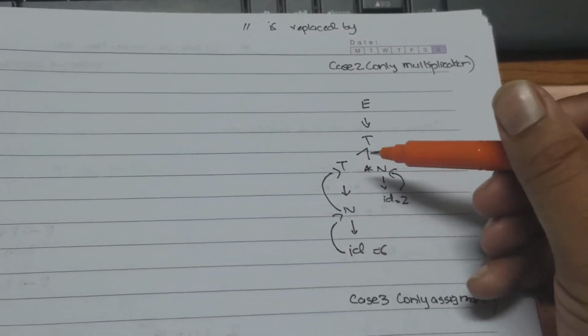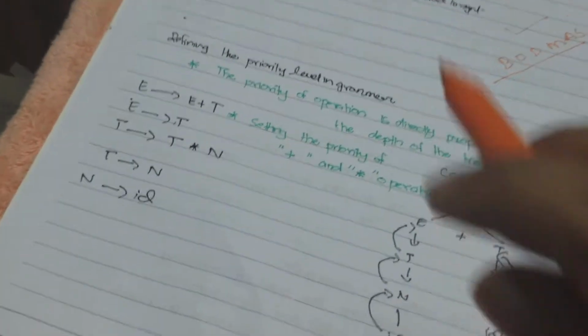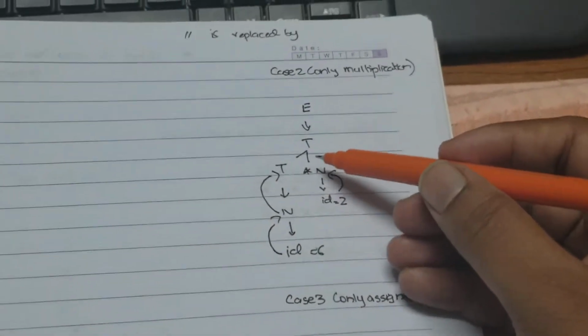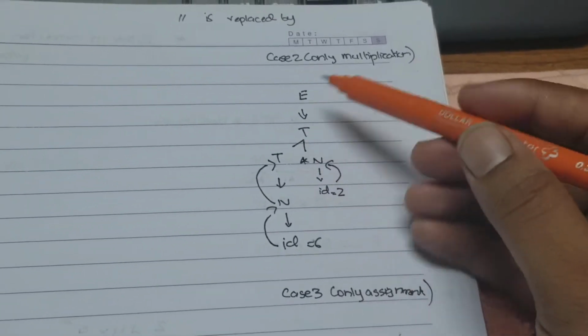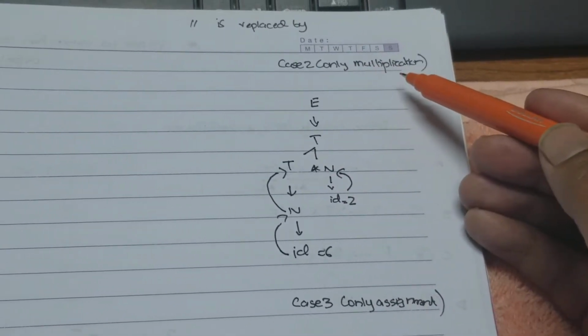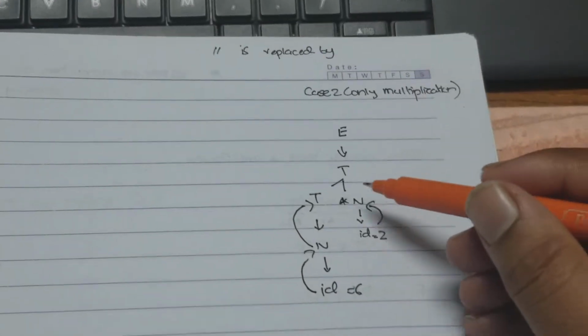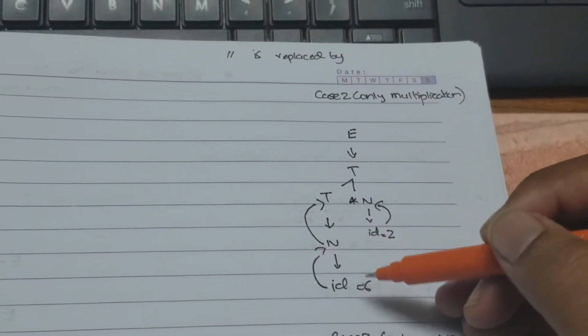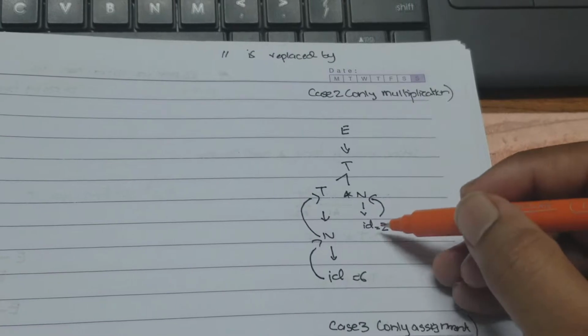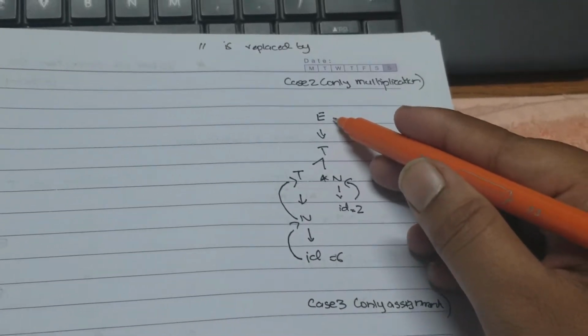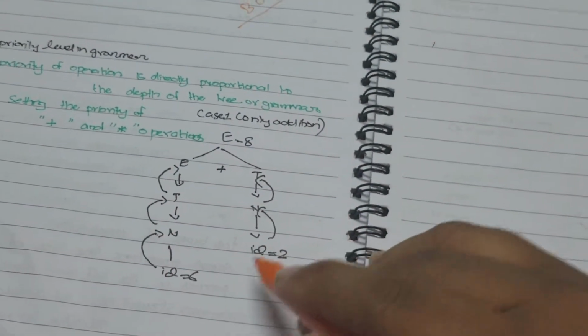Now look at case 2. E can be replaced by T, according to this rule. And coming back to this, T can be T into N. Now we have to apply only multiplication. According to these rules, we will apply only multiplication. We cannot use addition. So T can be replaced by N and N can be replaced by ID, similar to this, and the answer will be 6 twos are 12. Coming back here, in case 1 our answer was 6 plus 2, that is 8.